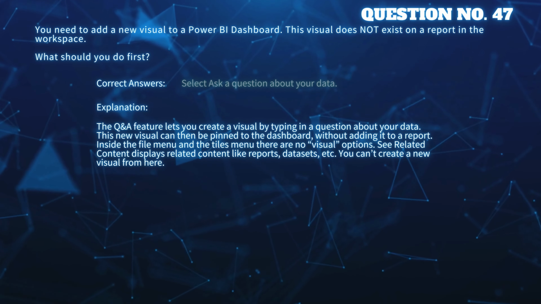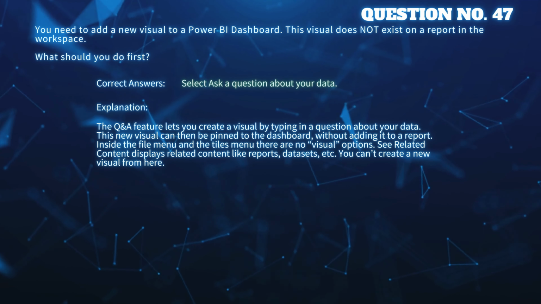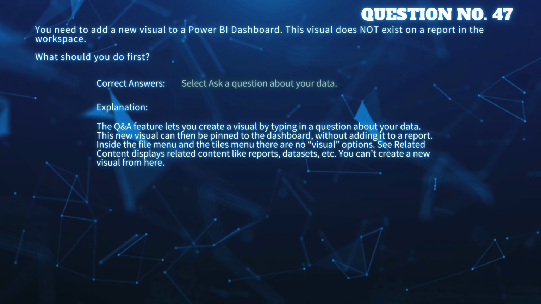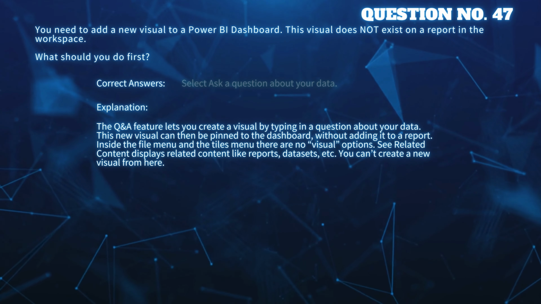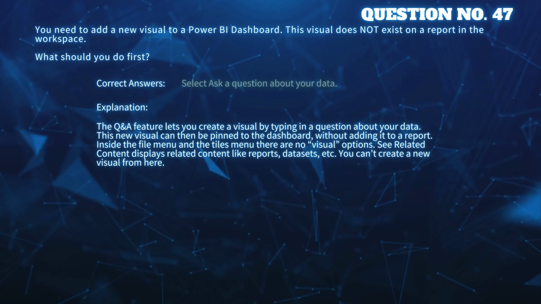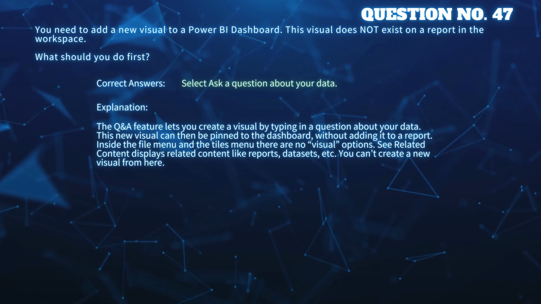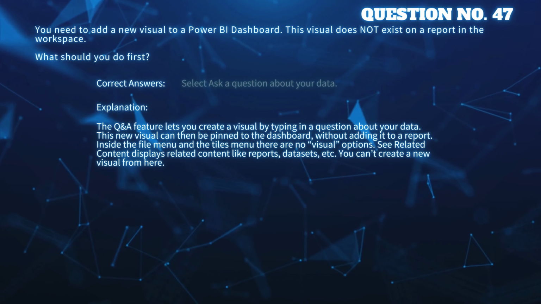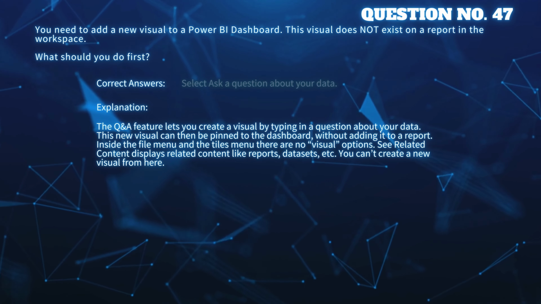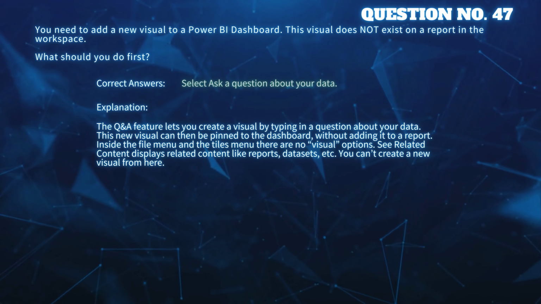Correct answer: select Ask a Question about your data. Explanation: the Q&A feature lets you create a visual by typing in a question about your data. This new visual can then be pinned to the dashboard, without adding it to a report. Inside the File menu and the Tiles menu there are no visual options. See Related Content displays related content like reports, datasets, etc. You can't create a new visual from here.